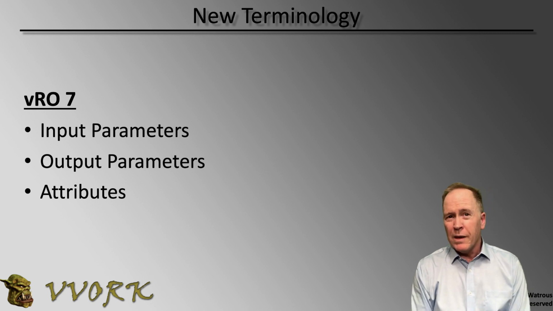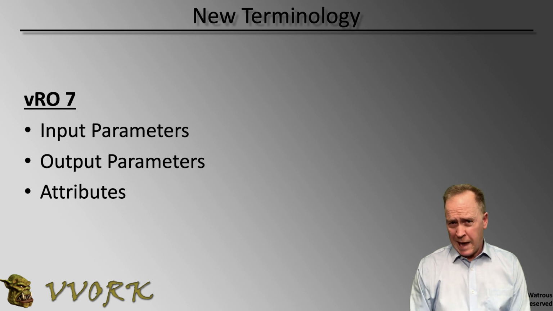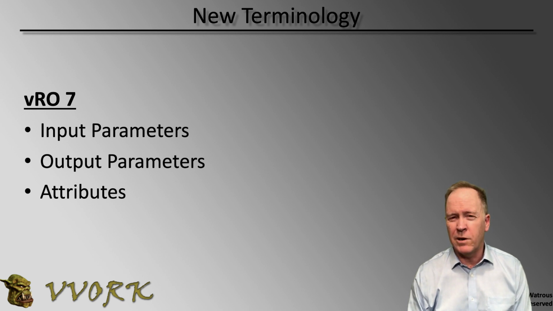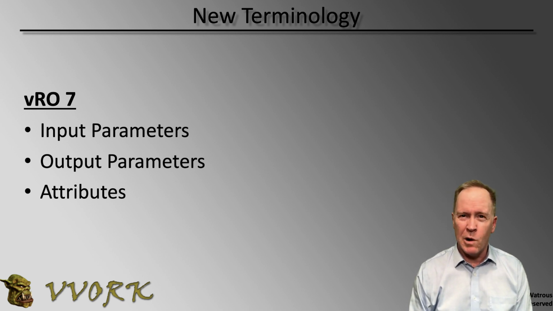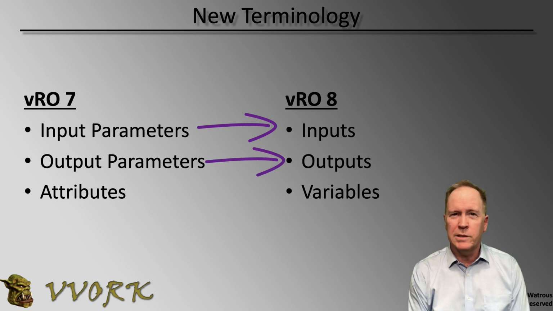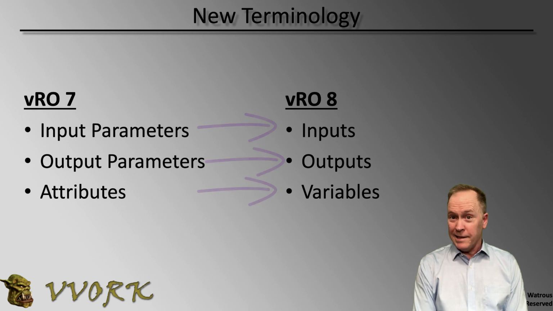The reason why I'm listing input parameters, output parameters, and attributes here on this slide is that those things that used to be called by those names in vRO 7 have new names in vRO 8. The new names for the equivalent things are inputs, outputs, and variables. Input parameters are now called inputs, output parameters are called outputs, and attributes are called variables. In some ways, I actually like the name change.